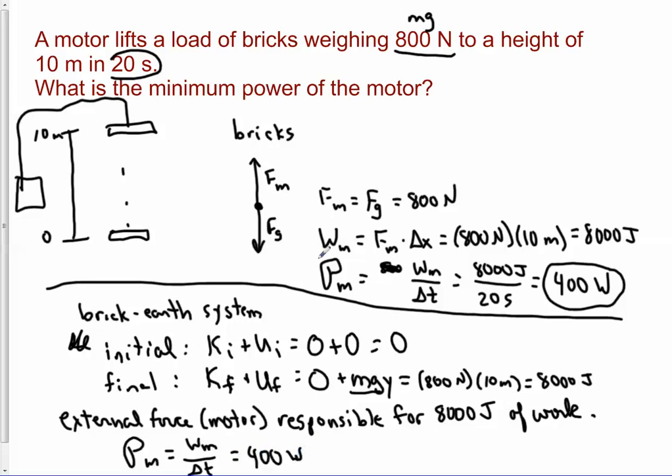So you see just two different ways of looking at it. The bricks on their own with two forces acting, or the brick-earth system with one force acting, where instead of gravity being a force as it is up here, it's treated as potential energy for the system here. And again, it's just two different ways of looking at it. So I just wanted to show you that. Okay.